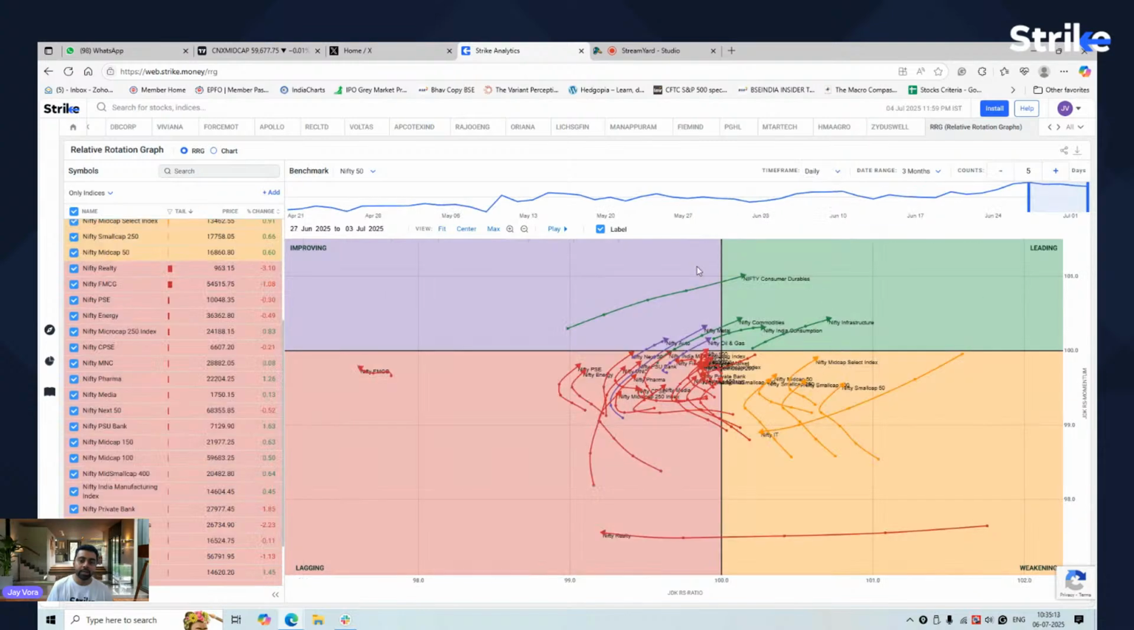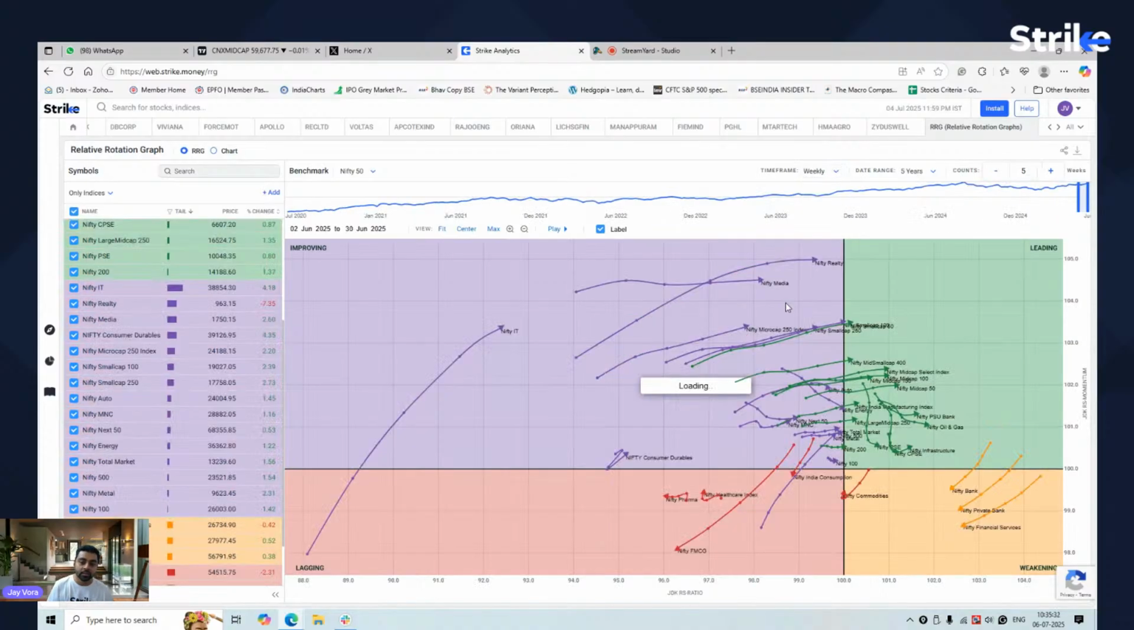When you come to daily, if it is cutting into leading, and that up move has to sustain, it might take roughly around 2 to 3 weeks of time. So the signals on the daily basically work for 2 to 3 weeks. The signals on the weekly will work for 2 to 4 months, and monthly is very, very long.